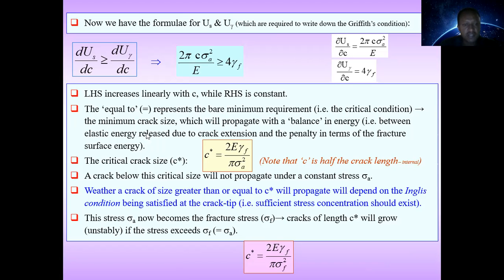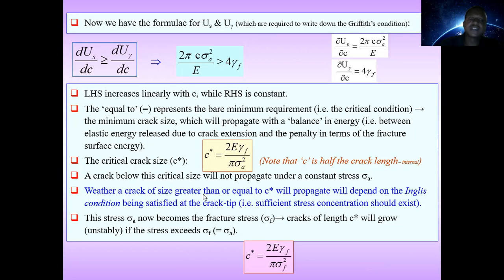That means the minimum crack size which will propagate with a balance in energy, that is, in between the elastic energy release due to crack extension and the penalty in terms of the fracture surface energy. So the critical crack size is calculated from this relation. C critical, equals, in this equation, 2Eγ_f over π σ_a squared. C is the half crack length. As we know, it is 2c, so it is half crack length.